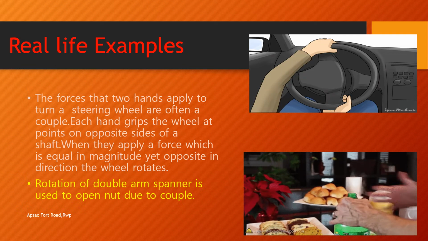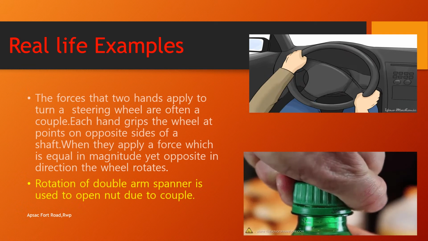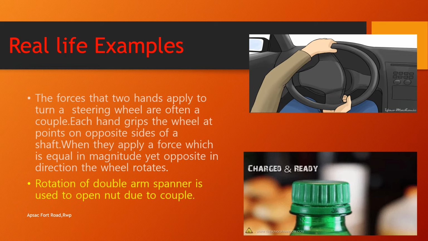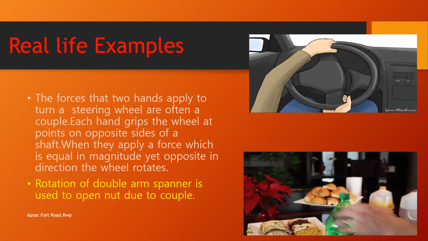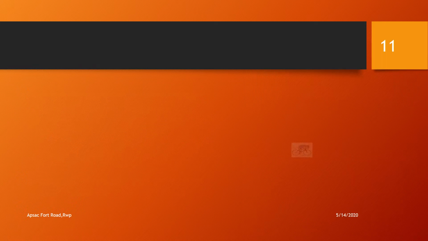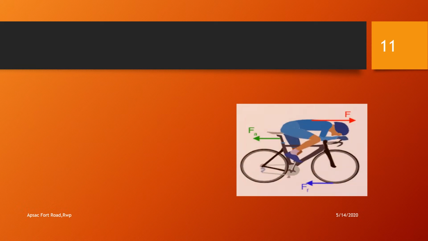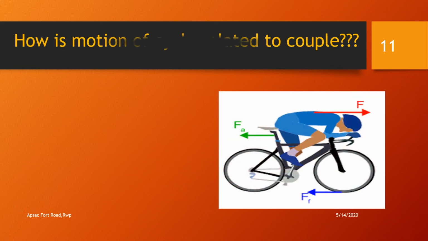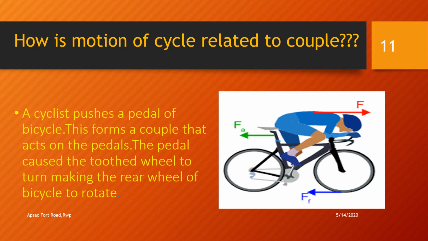So you can observe a number of more cases in your daily life where the effect of a couple is taking place. Well, dear students, I guess most of you really like to ride a bicycle. Now, can you relate the motion of this bicycle with the couple effect? Yes. A cyclist, when pushing a pedal of the bicycle, forms a couple that acts on the pedal. The pedal causes the tooth wheel to turn, making the rear wheel of the bicycle rotate.